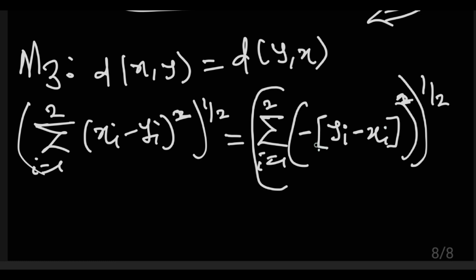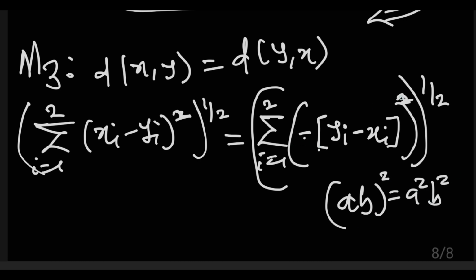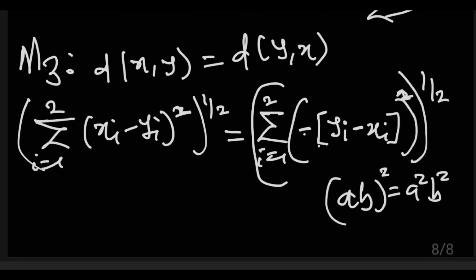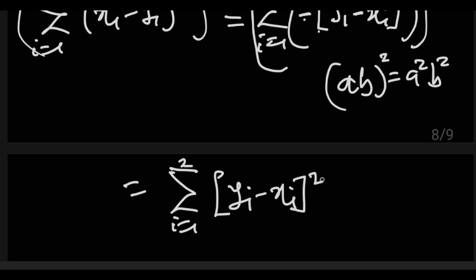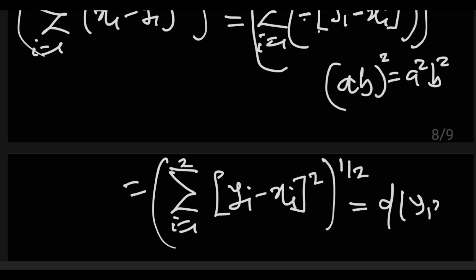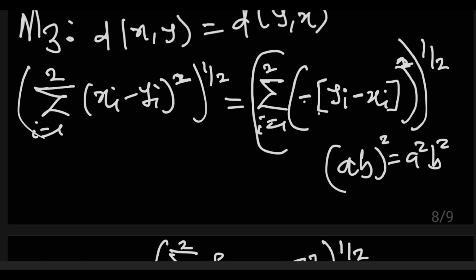So when you square this expression, negative 1 squared, this is just like (ab) squared, which is a squared b squared. So negative 1 squared is 1. Then (yi minus xi) squared remains. So we have the sum, i equals 1 to 2, of (yi minus xi) squared, to the power 1 over 2, which is d(y,x). So we can see that it satisfies that condition, symmetry.